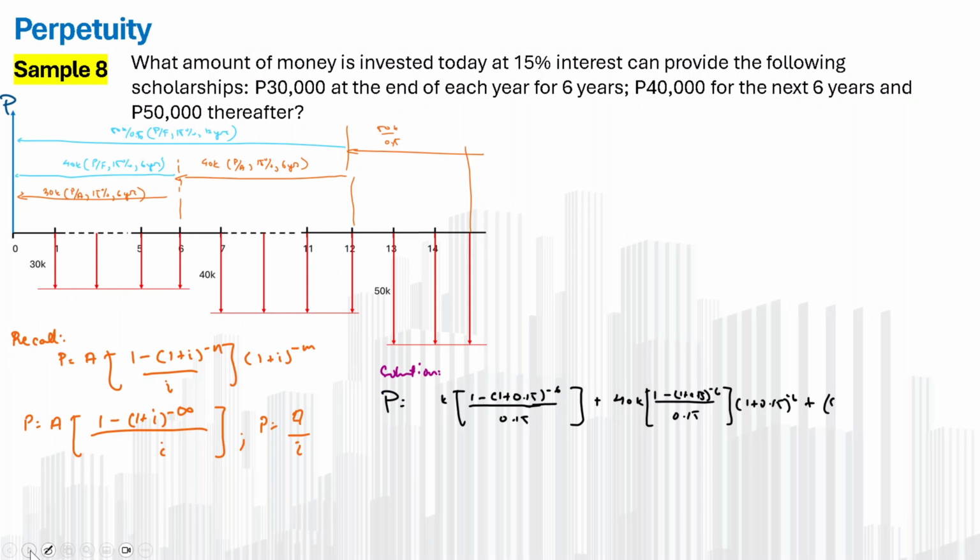Here's the solution. Yeah, it looks something like this one. And then you will get 241,282.32 pesos if you apply and solve your equation here.